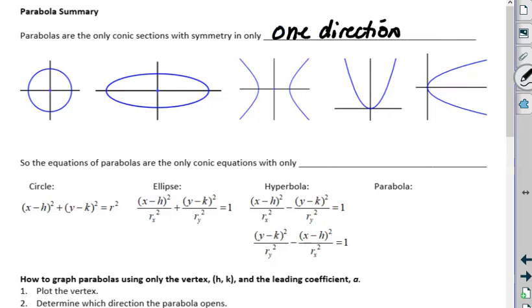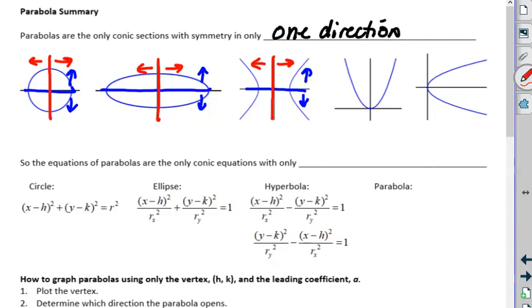Ellipses, hyperbolas, and parabolas all have two-way symmetry. They have horizontal symmetry, where the graph looks the same both up and down, above and below the x-axis, and they have a vertical line of symmetry, where the graph looks exactly the same to the left and the right of the vertical axis.